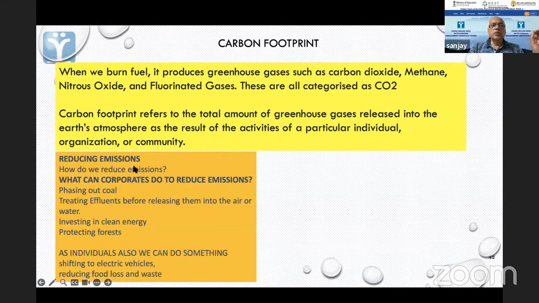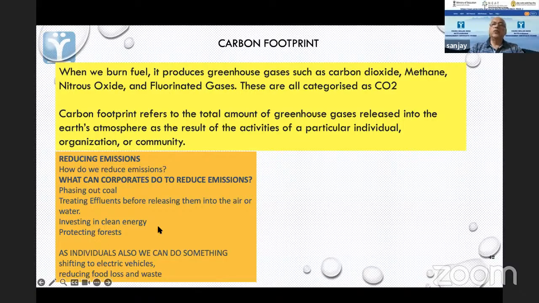Now, how do you reduce emissions? What can a corporate do? You can phase out coal or any fossil fuel, anything which is there in the ground, which we consider to be invaluable. First of all, you stop using these things as fuel. These basic two culprits here will be coal and oil. But then even nuclear today is a problem. Then you treat effluents before releasing them into the air or water. Treat them, that will help.